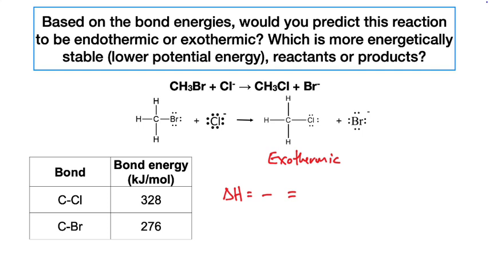Did you do 328 minus 276? Did you do 328 plus 276? How'd you do your calculation? 276 minus. Okay. Now the question becomes, is that what you should have done?